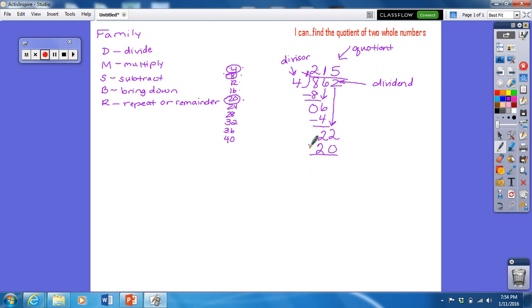Sister says subtract. 22 minus 20 is 2. Bring down. I have no more digits left in my dividend, so I cannot bring down. Repeat or remainder. I have a 2 left over. My 2 is less than my divisor, so this 2 is my remainder. It is what's left over after I finish my problem. So 862 divided by 4 is 215, remainder 2.